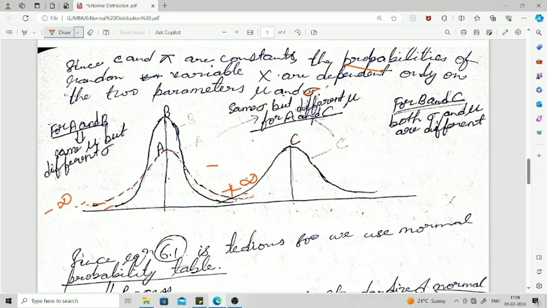Now in this figure, you see A and B. This lower one is A, and the upper one is B. They have the same mu, and mu means mean. For both A and B you have the mean at this point, but the standard deviation is different. So the spread of A and B is different. A is spread more as compared to B. You can see B spreads only up to here, the lower one, and A spreads up to here, the upper one.